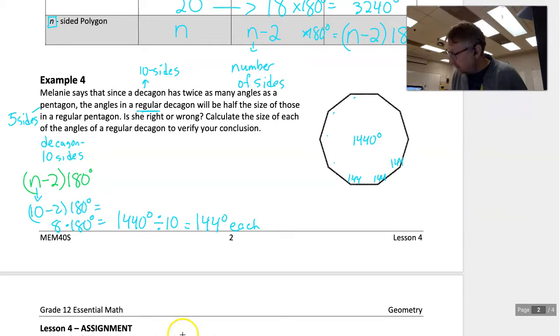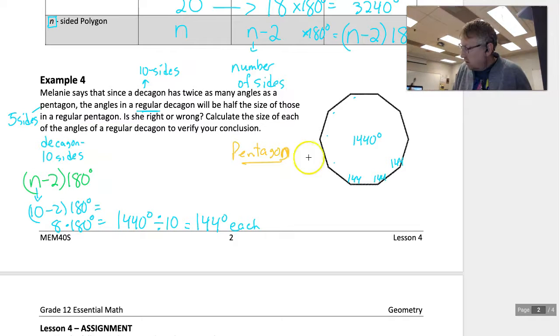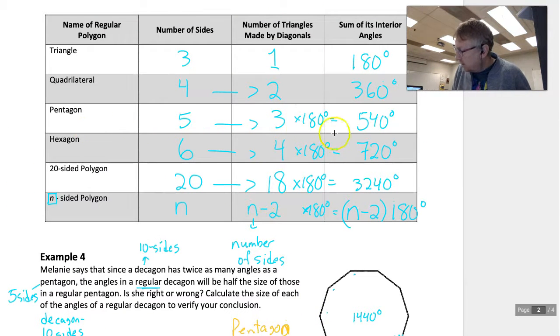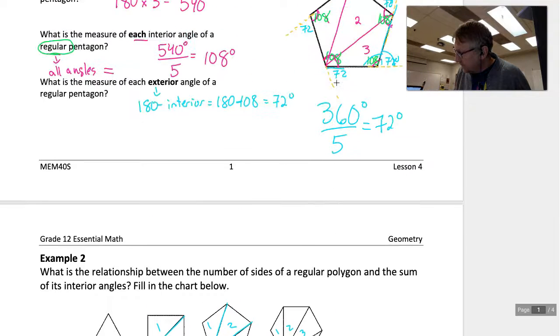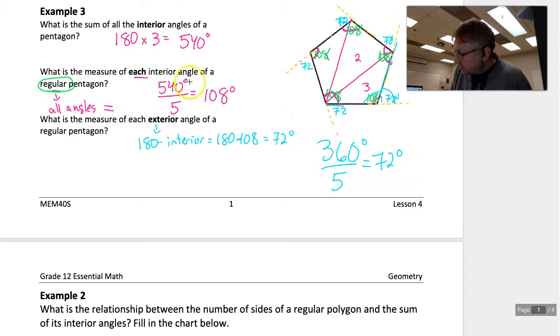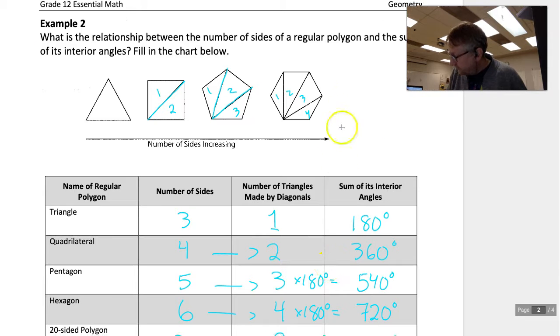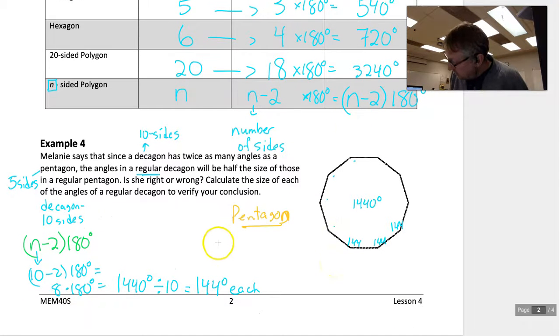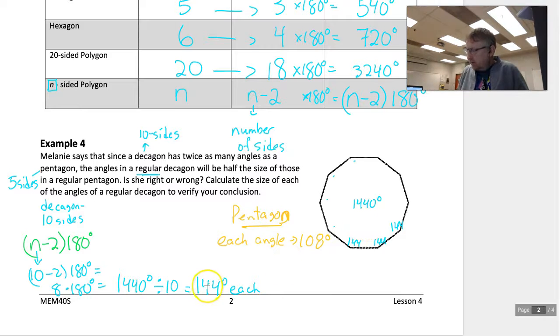How does that compare to our pentagon? Well, let's go find pentagon. I don't want to do the calculation again. Why don't we just go up here and say, inside of a pentagon, each angle should be, oh, we don't know that. Why don't we go here? Inside of a pentagon, the total is 540 degrees. That means each angle should be 108. So in the decagon, it's 144 degrees.